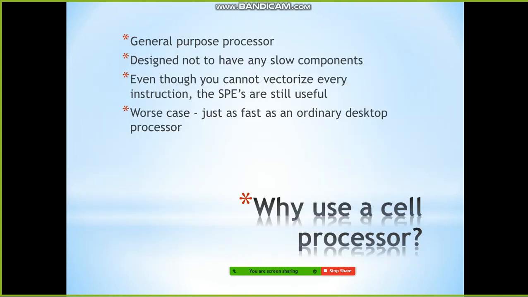Why do we use a Cell processor? It is a general purpose processor designed not to have any slow components. Even though you cannot vectorize every instruction, the SPEs are still useful. Worst case, they are just as fast as an ordinary desktop processor.